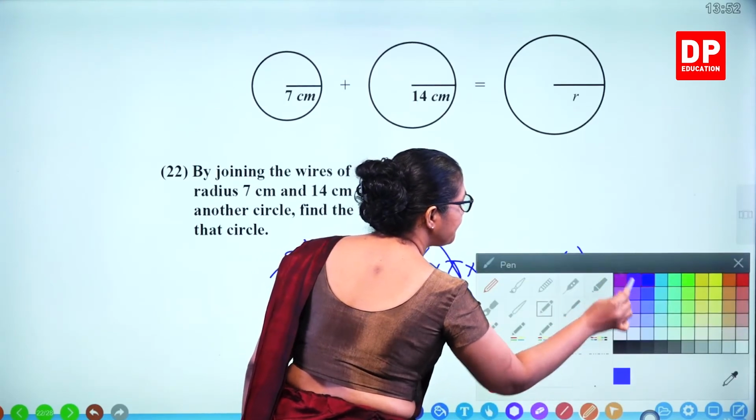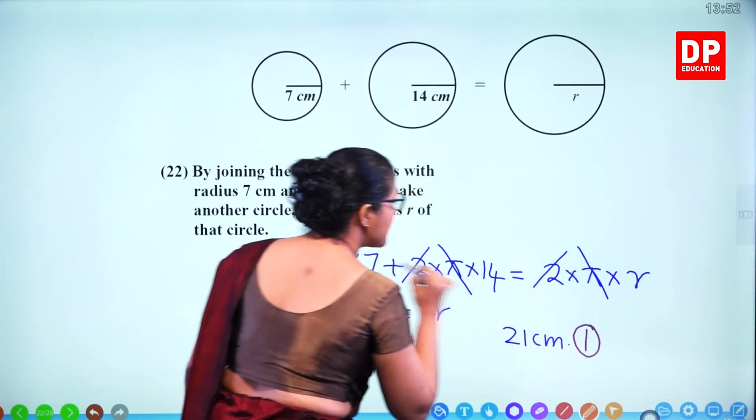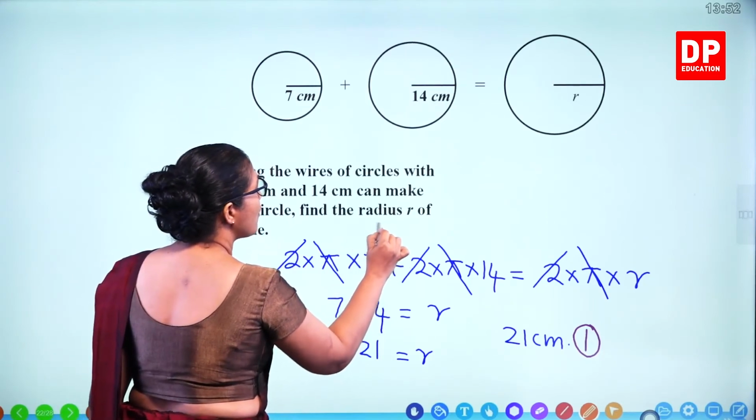2 marks again. 1 mark for this and 1 mark for the method.